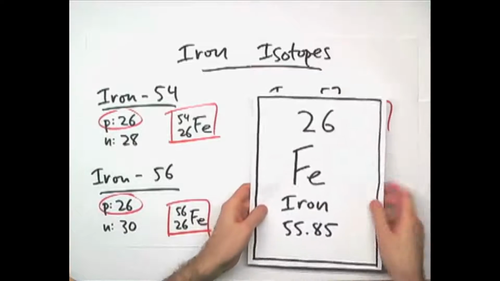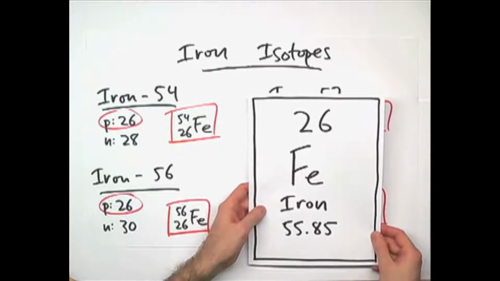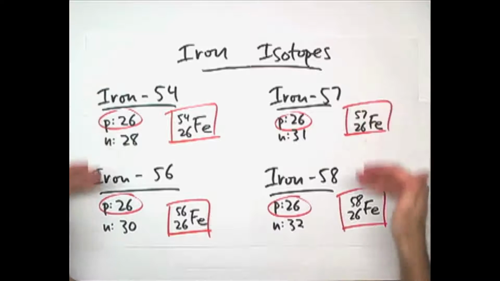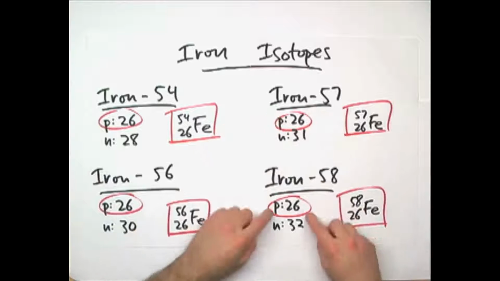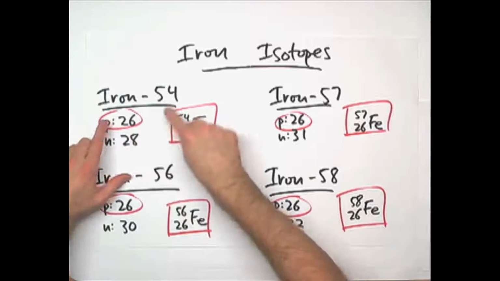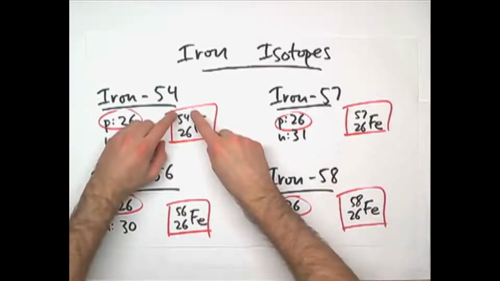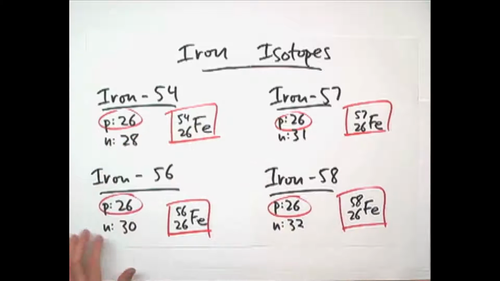Iron has 26 protons in its nucleus, an atomic number of 26, and there are 4 known isotopes of iron, all of which have 26 protons in the nucleus, but they all have varying numbers of neutrons. You add these together to get the mass number, and then you can write it in isotope notation with a mass number up here and the atomic number down here.